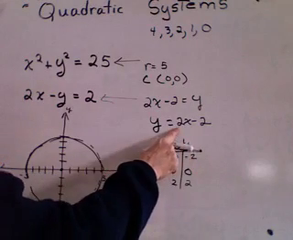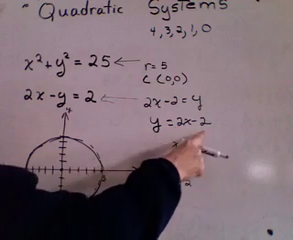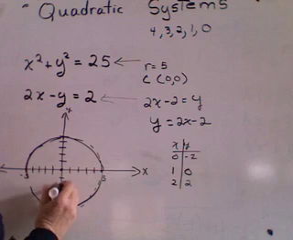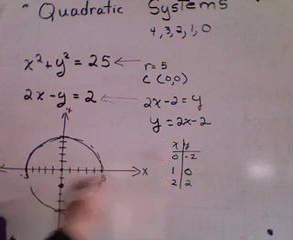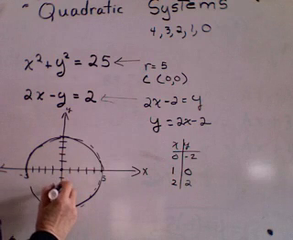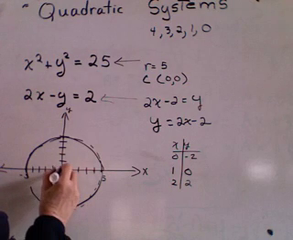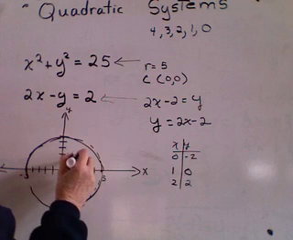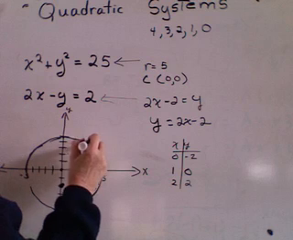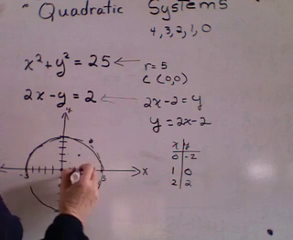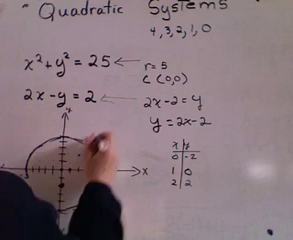graph this by knowing that the slope is 2 and the y-intercept is negative 2. Let's do that. Y-intercept, negative 2: 0, negative 2. Notice I have that same point. And the slope is 2, so that means up 2 over 1. Up 2 over 1. Up 2 over 1. Over 2, up 2. I'm just checking my points here.